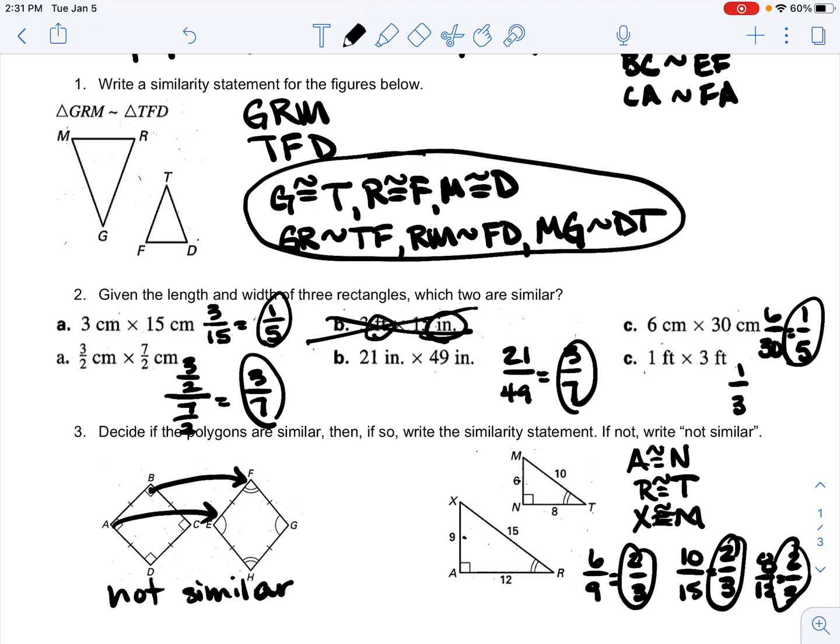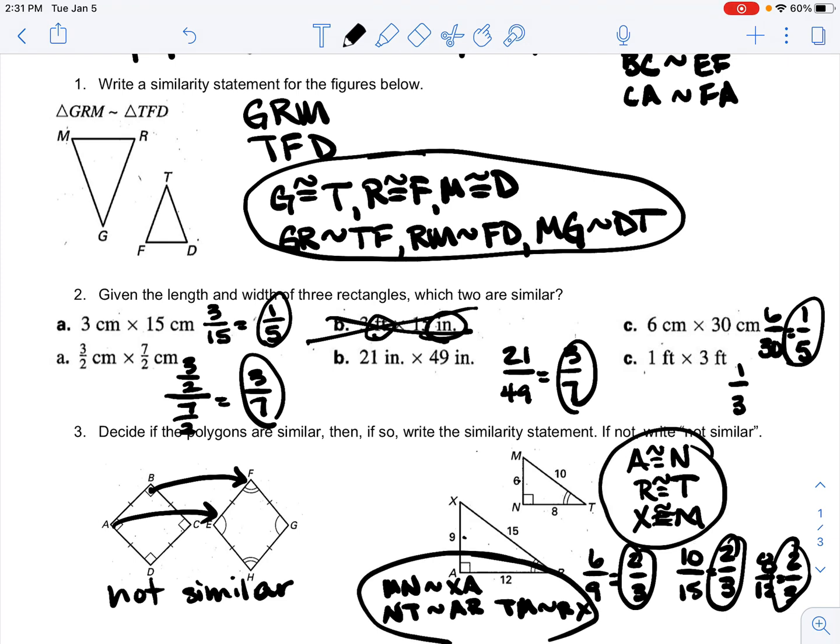Our similarity statement is MN is similar to XA, NT is similar to AR, and TM is similar to RX. So this, along with this, is our similarity statement.